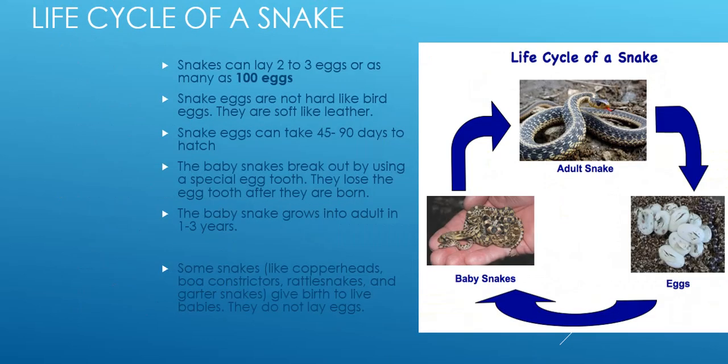So we're moving on to reptiles. So a life cycle of a snake. So remember, the adult snake lays the eggs hatch, and the baby snake breaks out by using a special egg tooth. So they have a special tooth that breaks them out of their egg. Okay, and then they grow up into a baby snake, and then the adult snake again, so they grow up. That is important, and then they grow up into the adults.